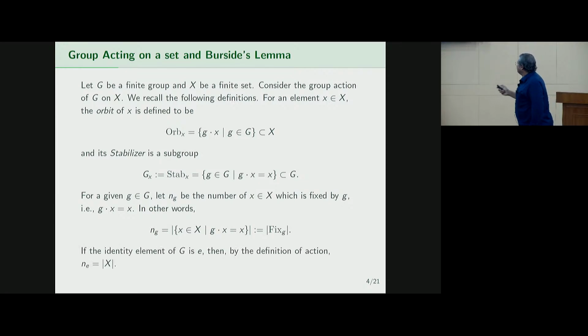Okay. So if the identity element is denoted by E, then N_E is nothing but the complete set, because this is a group action.